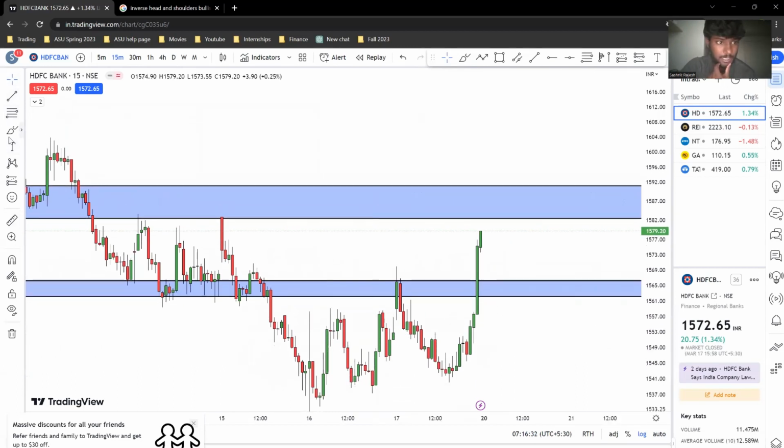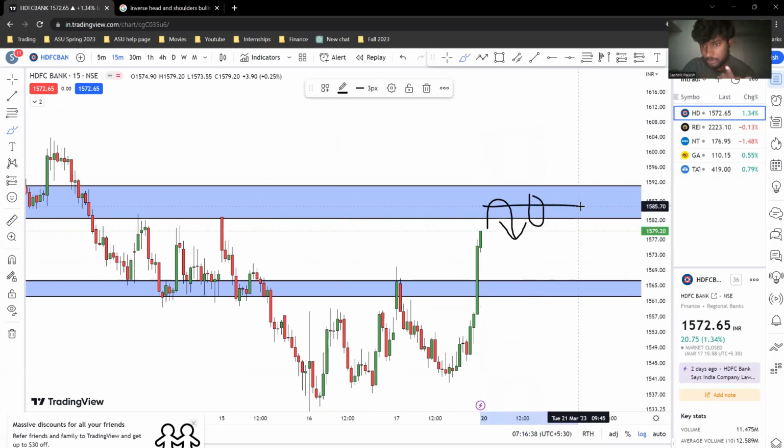So yeah, my plan is if there's a reversal here with a red candle, maybe near a pivot or something, I'll be taking up a trade here, keeping my stop loss above this level, towards either a pivot or this level.